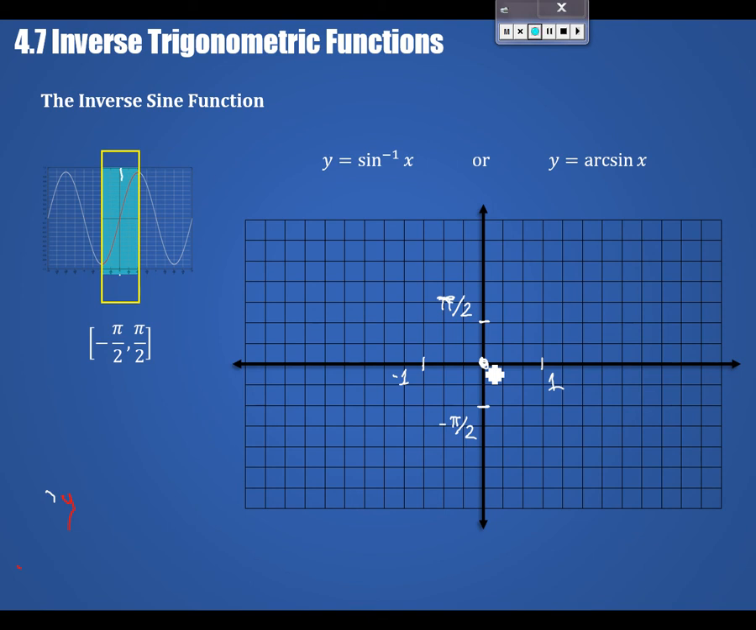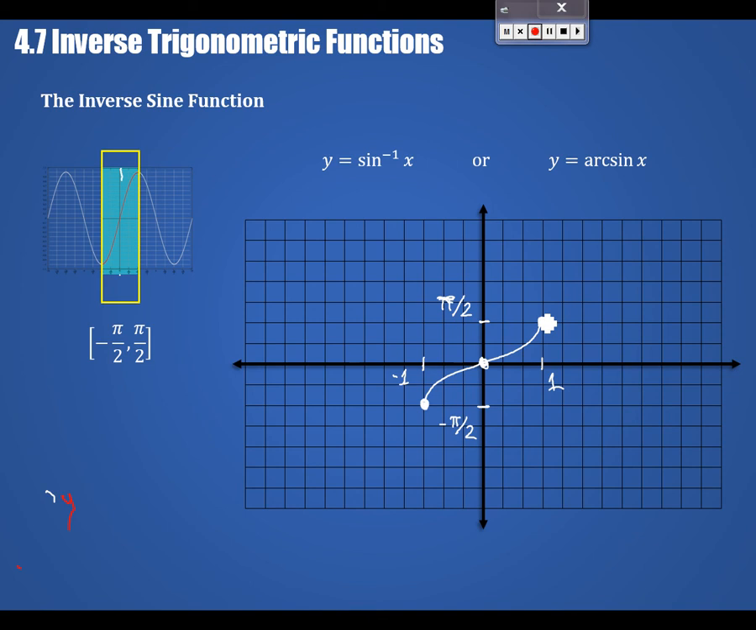What's the sine inverse of negative 1? That is, what angle has a sine of negative 1? Yeah, negative pi over 2. And what angle has a sine of 1? That is, what is sine inverse of 1? Pi over 2.